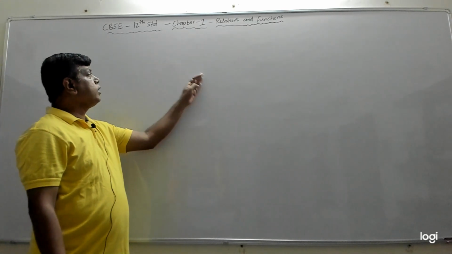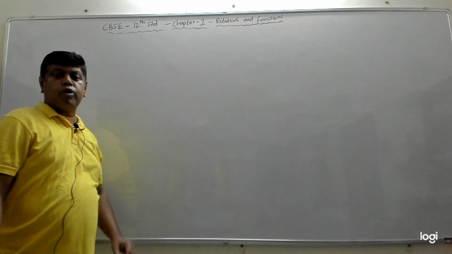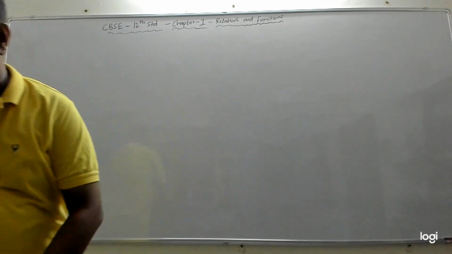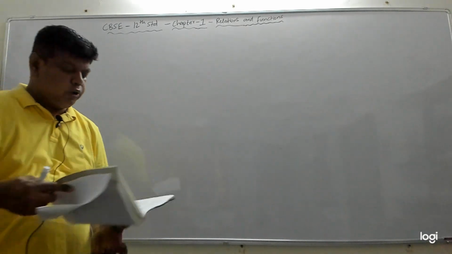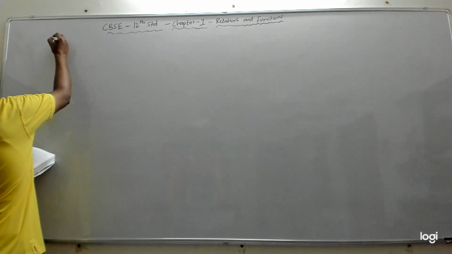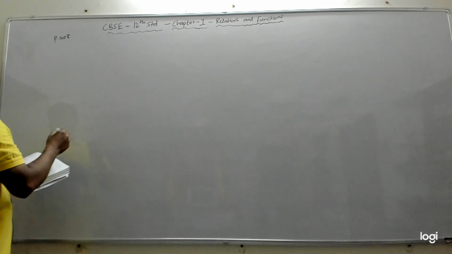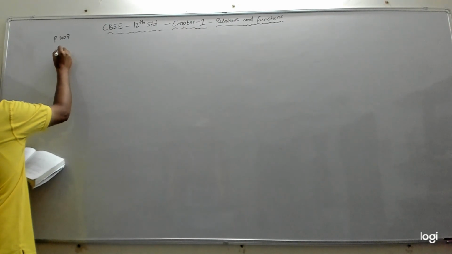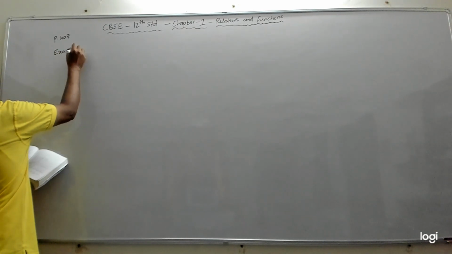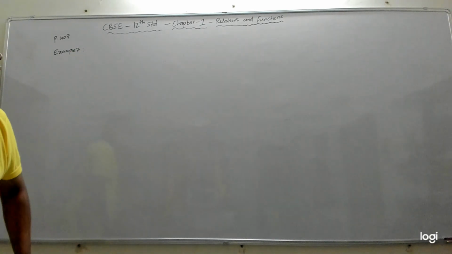In this video, we'll continue with the chapter Relations and Functions, which is chapter 1 from your 12th standard CBSE mathematics. We will continue with example 7 on page number 8 in your textbook. Page number 8, example 7.